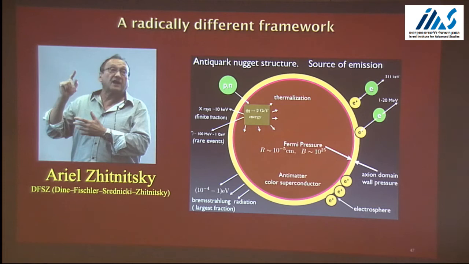Okay, so we don't see it because it's in these nuggets. Moreover, this puzzle of why we have approximately the same amount of matter and antimatter is also solved naturally. And it goes on and on and on. And according to him, basically all the problems are solved.